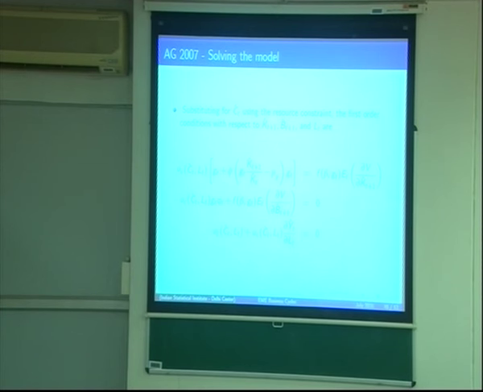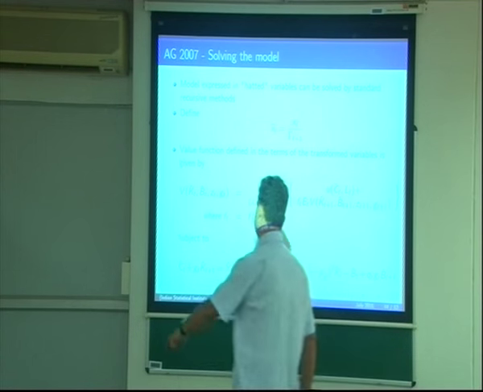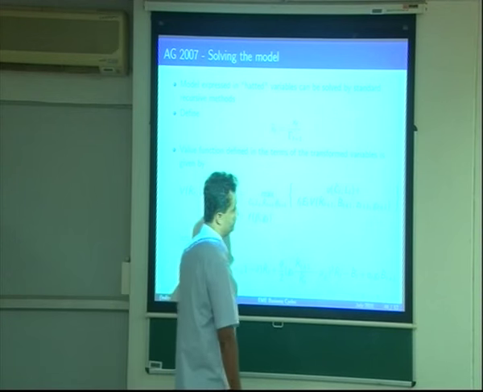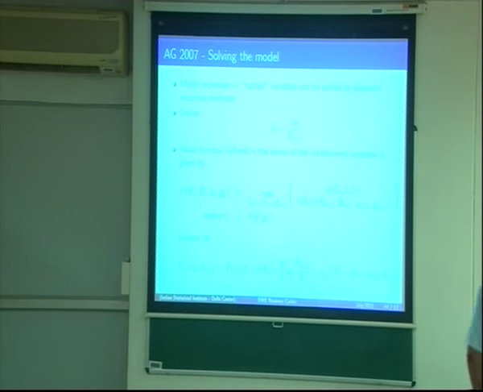And then, once you do that, you can solve for c hat t in terms of this stuff here, put everything to the right, and take a set of first order conditions, and then you have your standard envelope conditions. So these are going to be your first order conditions for your choice variables.